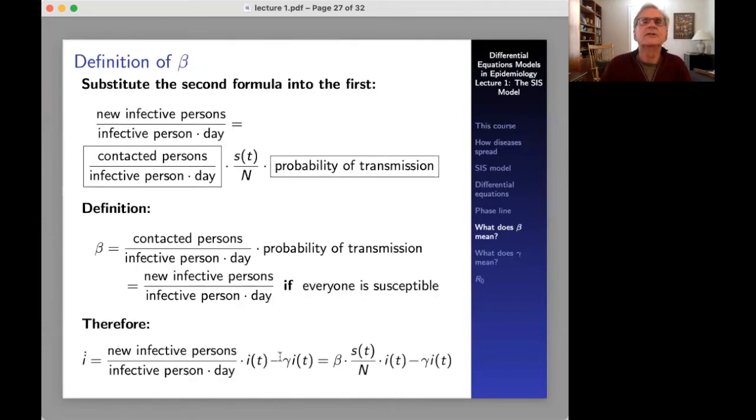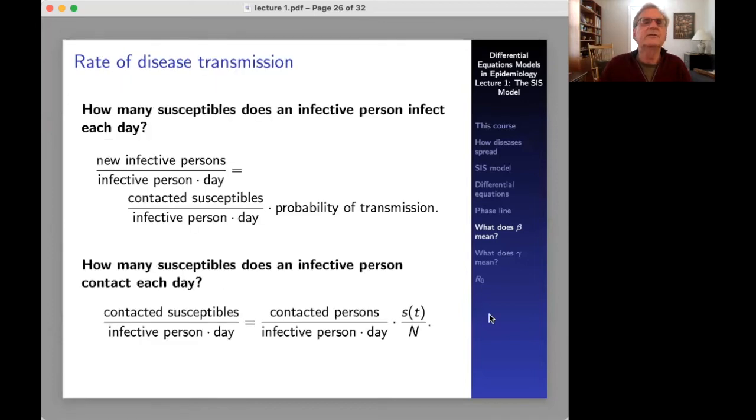So now we're going to substitute our second formula into the first. Let's go back a slide. Here's our first formula for the new infective persons caused by 1 infective person in a day. It's got contacted susceptibles per infective person per day in it. And so we're going to substitute for that this expression that we just figured out. We'll just stick it right in there and get a new expression for the new infective persons per infective person per day.